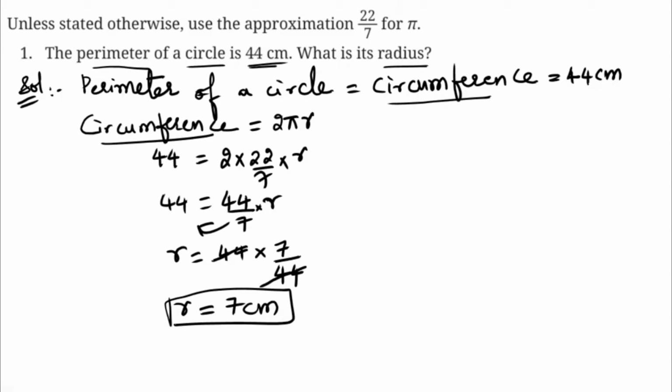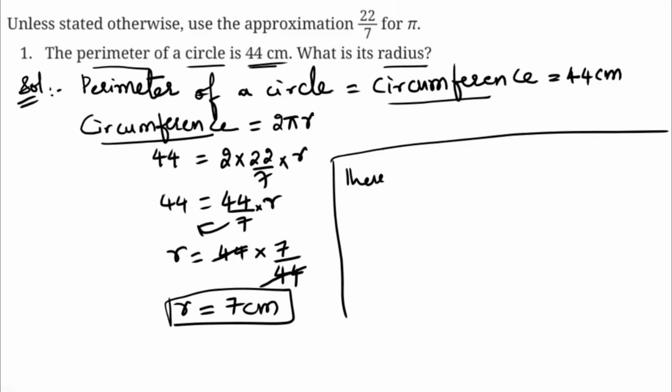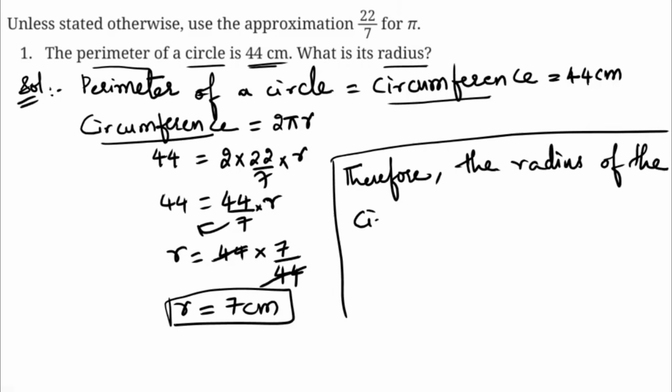So finally we can write, therefore the radius of the circle is 7 centimeter.